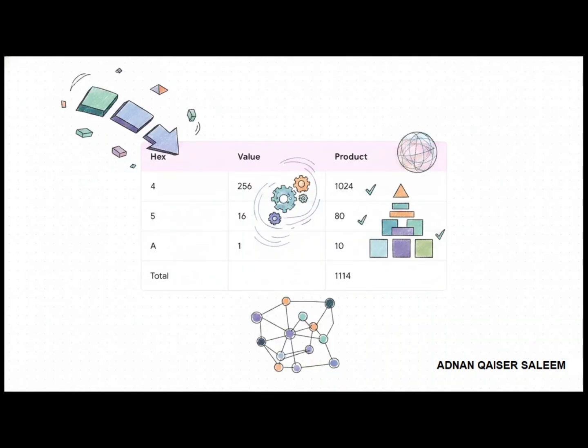All right, let's see how you did. Your left digit is 4, so 4 times 256 is 1024. The middle digit is 5, so 5 times 16 is 80. And the right digit is A. Remember, A equals 10, so 10 times 1 is just 10. Add all that up, 1024 plus 80 plus 10, and we get a grand total of 1114 in Denary. Awesome job if you nailed that.